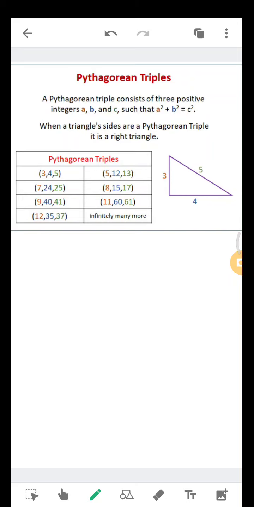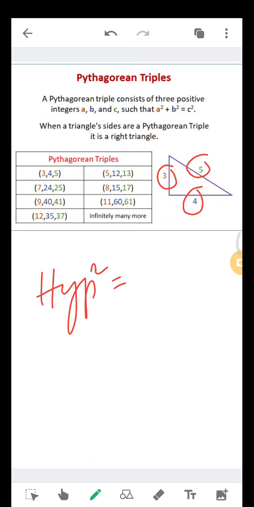Pythagorean triples or Pythagorean triplets. Hope you remember you have studied in lower classes about Pythagorean triplets, so it's nothing new for you. So three numbers form a Pythagorean triplet if they satisfy the Pythagoras theorem. The condition: hypotenuse square is equal to base square plus altitude or height square.